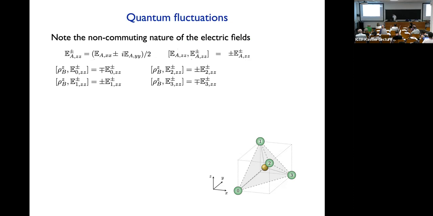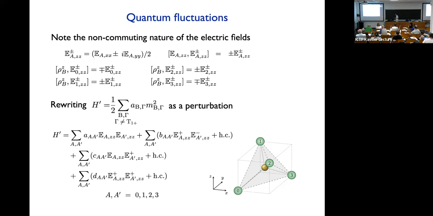And also, if you apply raising and lowering operators, then you can either create or destroy those charges at the B tetrahedron center. So again, my rank two electric fields reside at the A tetrahedron center, but my charges are located at the B tetrahedron center. Okay, that's the important thing to remember.